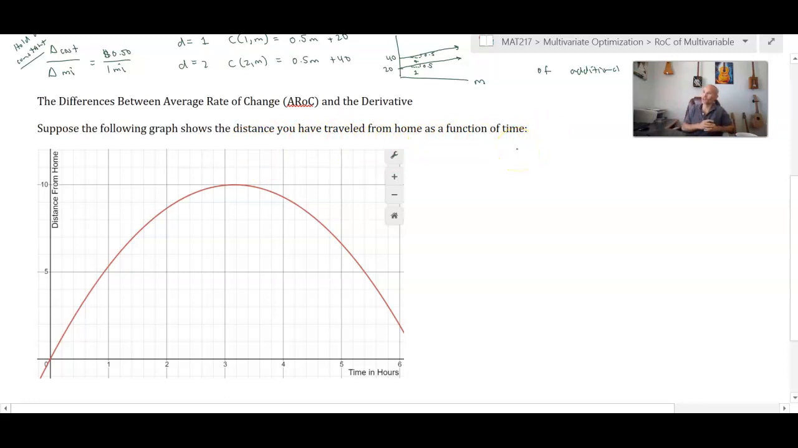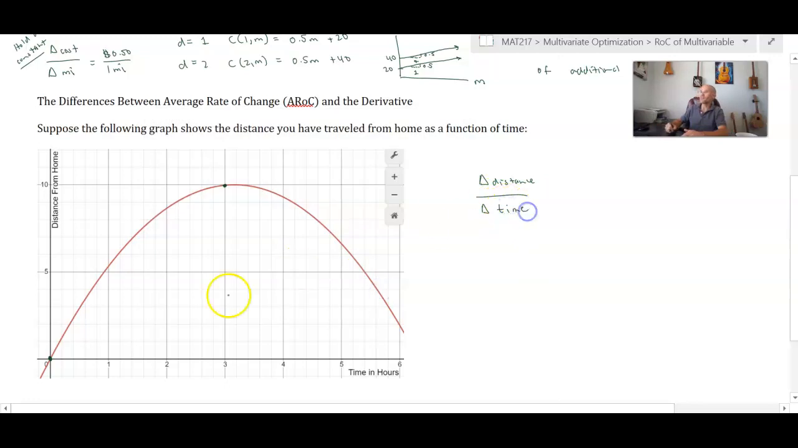Now, the means by which we're traveling, we're probably not traveling by car because we see that after 3 hours, we've only done about 10 miles. So let's say that we want to figure out maybe between time 0 and time 3, how fast are we traveling? What's our rate of change? In other words, what's our change in distance per 1 unit change in time?